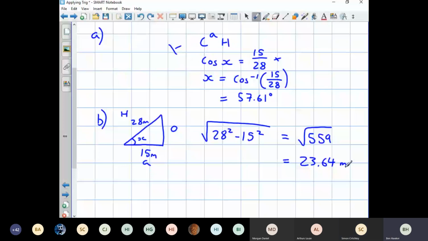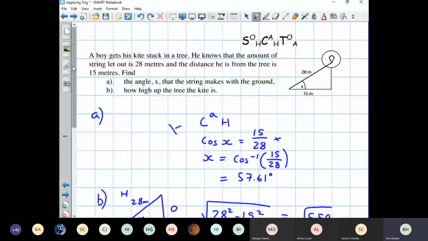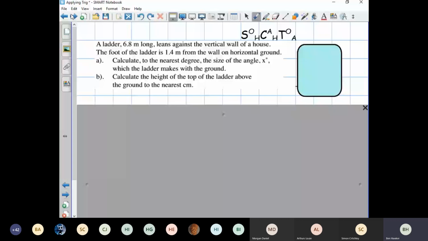So we've really got to identify when we need to use trig and when we need to use Pythagoras. Okay, can we get our pieces of paper ready? I'm going to give you a couple of minutes. I'd like you to have a go at this question.